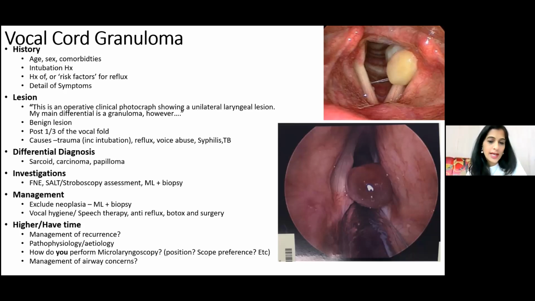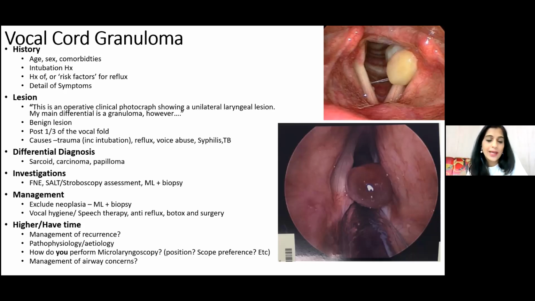If you have more time, or if you're doing really well in the exam and you've still got time at the end, they might ask you how you would manage a recurrence of a granuloma. Would you take them back to theatre? Are there any other topical treatments that you could use to reduce recurrence? They may ask you about pathophysiology and the etiology of how a granuloma forms.